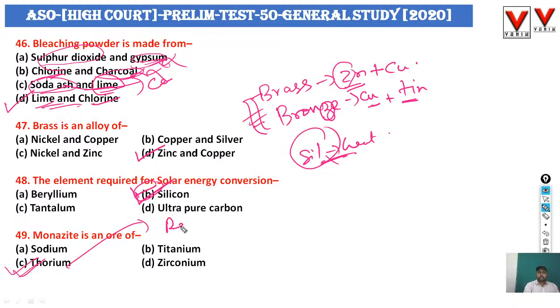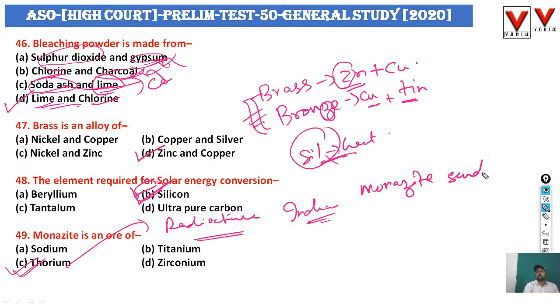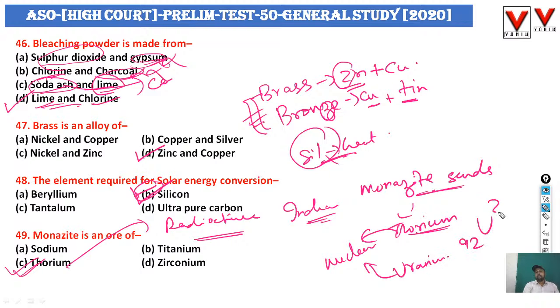Thorium is a radioactive element, but the tragic part is that India does have a lot of thorium content, especially in the monazite sands found on the beaches of Kerala. Fine, so we have a lot of thorium over there, but India does not have the technology to obtain nuclear energy directly from thorium, so we have to import uranium. Okay, so uranium-235 is used for production of your nuclear energy. So the answer to this question is option C.